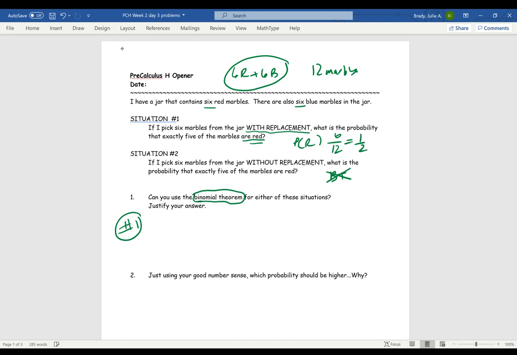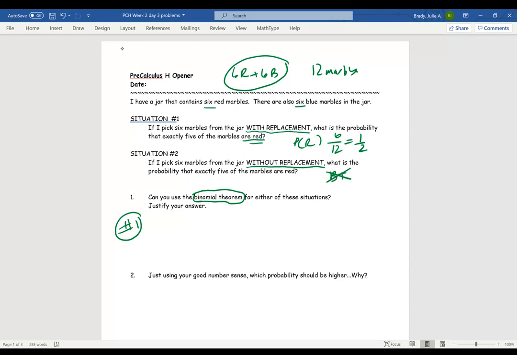How come? Because you keep the marble out. And so each time you pick, the chances of you getting a red marble changes depending on what you had in your last pick. So the probability doesn't stay consistent. So we'll have to count this a different way.